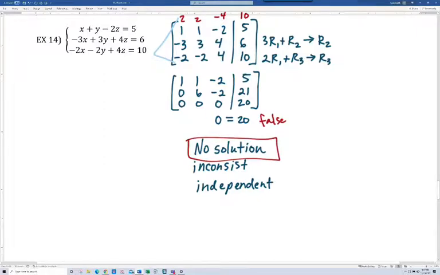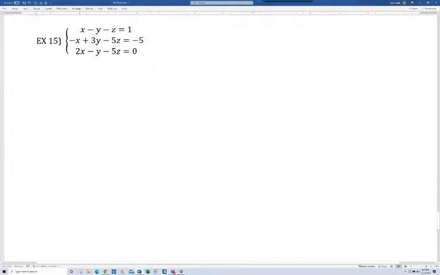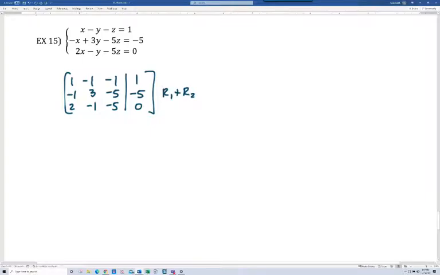All right, let's move on to number 15. So here, let's go ahead and write our matrix. And again, you can see that we have the 1 in the upper left-hand corner. And so we can use that 1 to get our zeros below. Let's do that first. And so it'll be row 1 added to row 2. That's kind of nice. That'll be our new row 2. And negative 2 times row 1 added to row 3, that'll become our new row 3.